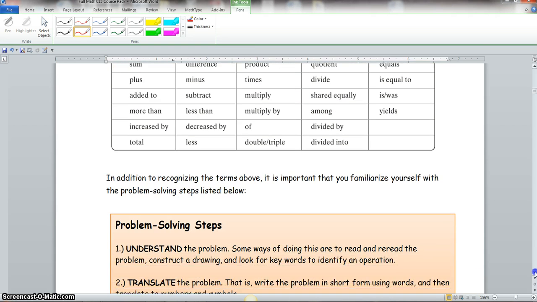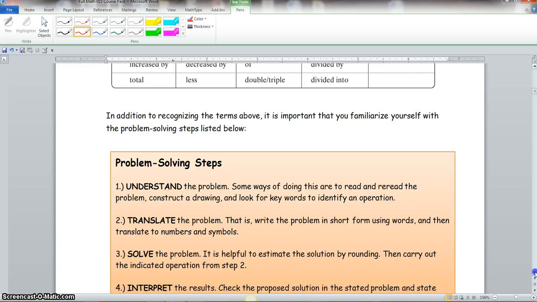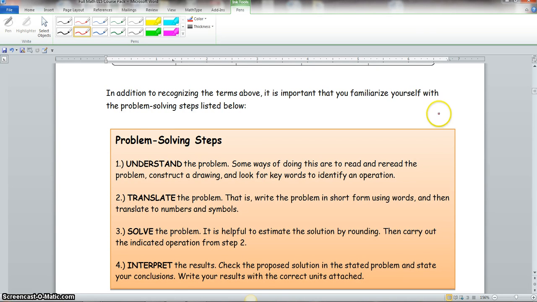Okay, now in addition to recognizing the terms above, it is important that you familiarize yourself with the problem solving steps listed below. Now, number one, we have to understand the problem. Some ways of doing this are to read and reread the problem, construct a drawing, and look for keywords to identify an operation. Number two, translate the problem.